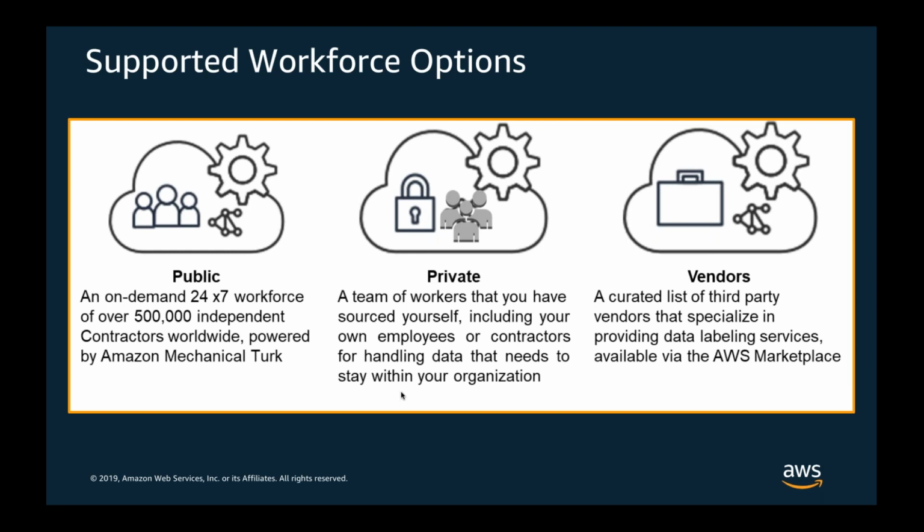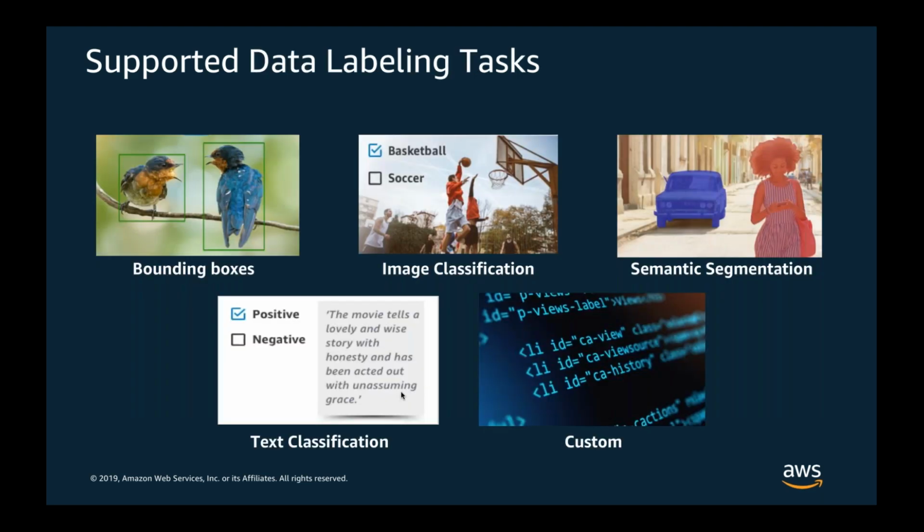Then thirdly, we support a curated set of vendors. These vendors are listed on the AWS Marketplace, and they set their own rates, and you contract with them directly through AWS Marketplace. And then you can use them in the context of Ground Truth workflows. These are the supported data labeling tasks for which we have pre-built templates, and I'll come to what's special about pre-built templates in a bit.